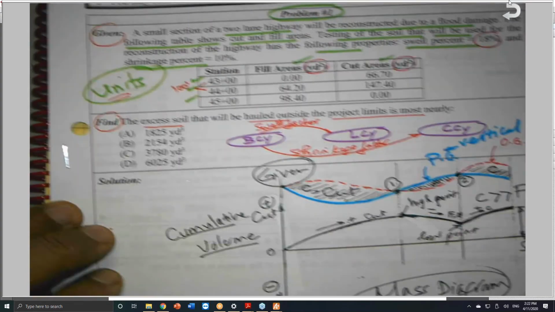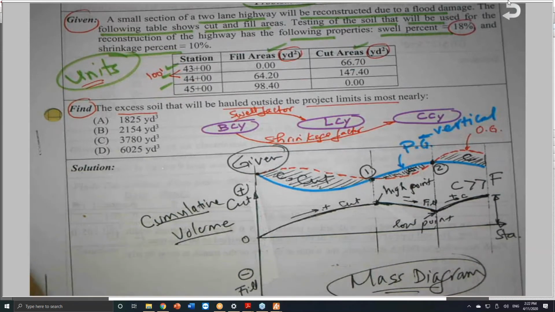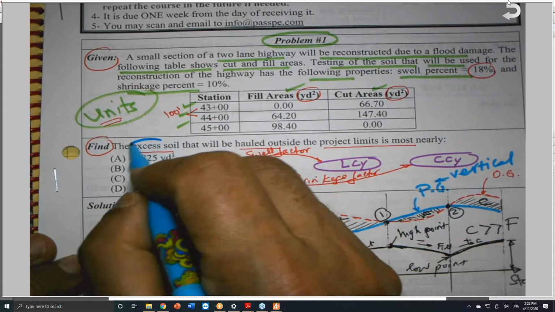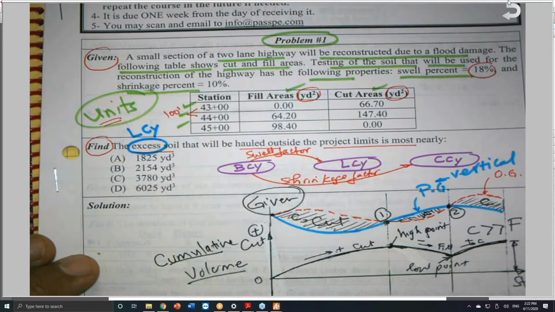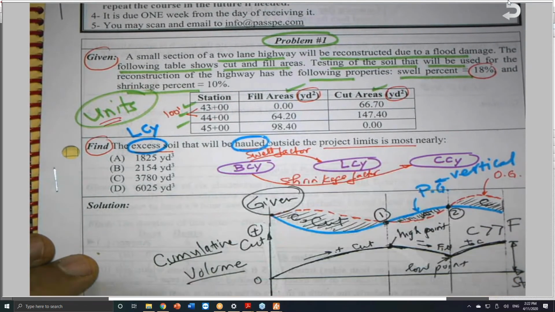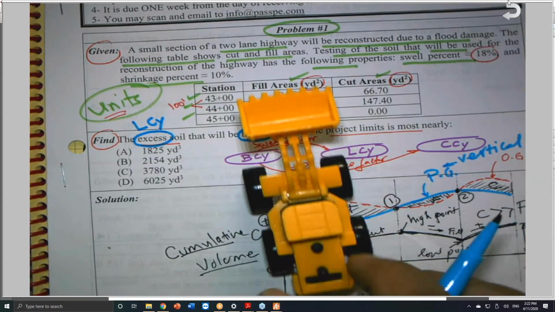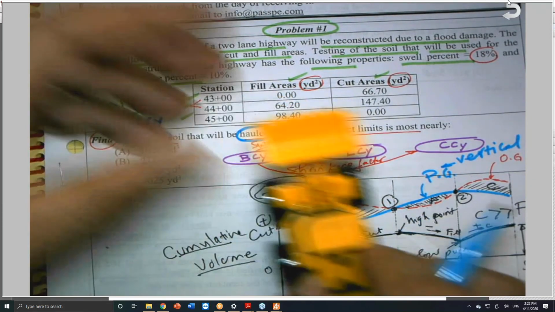So going back to the problem, I'm not going to do anything until I finish the problem, because I know you are so eager to see it. So the excess soil will be in what? Will be in loose cubic yard. That has to be hauled. When we haul it outside in a truck, or when we have an excavator or, sorry, loaders to load it into the truck, it will be loose.